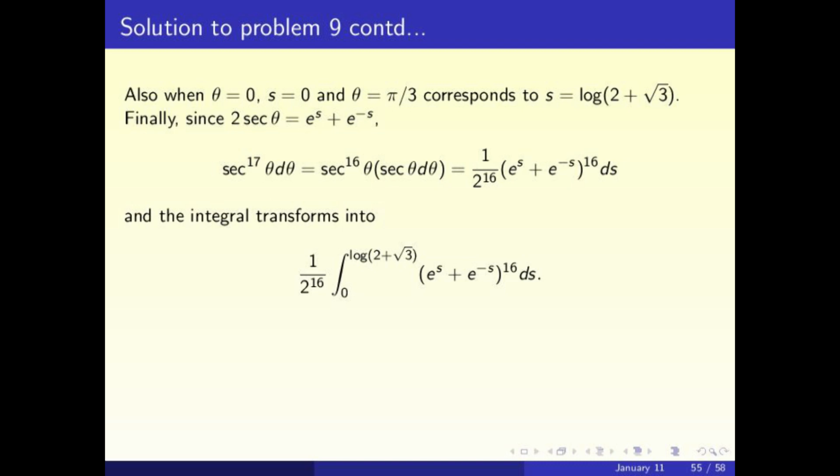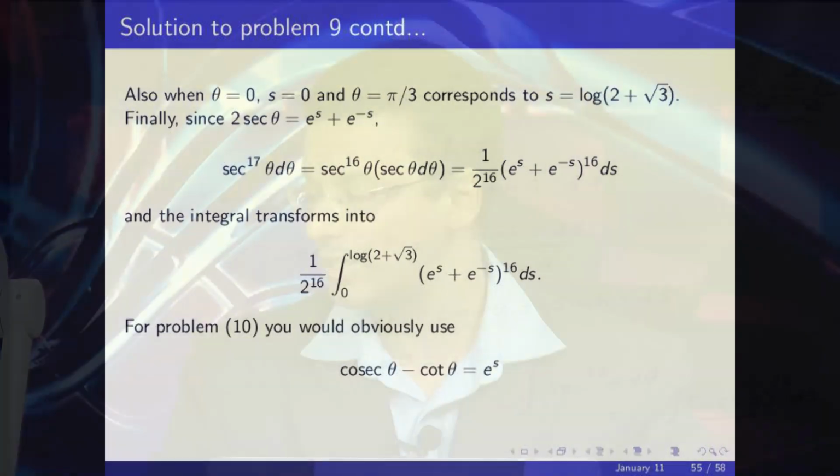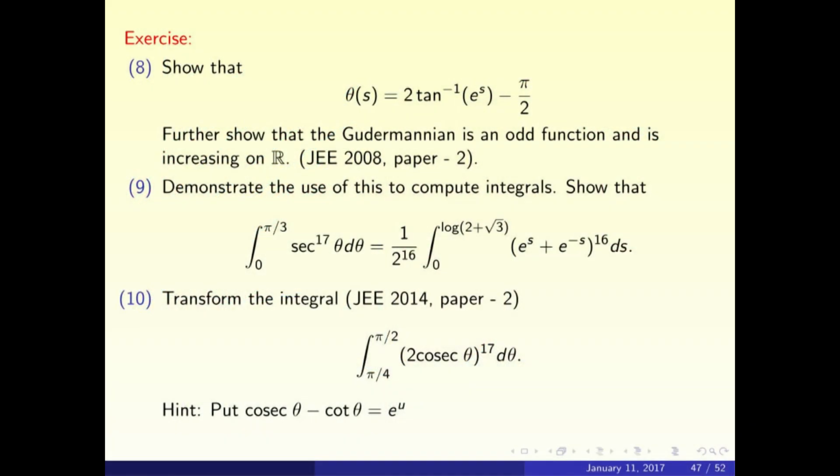So what do we get? The integral would transform to 1 upon 2 to the power 16, integral from 0 to log 2 plus root 3 of e to the power s plus e to the power minus s, raised to the power 16, ds. And the hyperbolic cos is simply e to the power s plus e to the power minus s by 2. And so you can expand it by the binomial theorem. It's much easier, particularly when you see definite integrals present. You don't have to integrate by parts repeatedly.